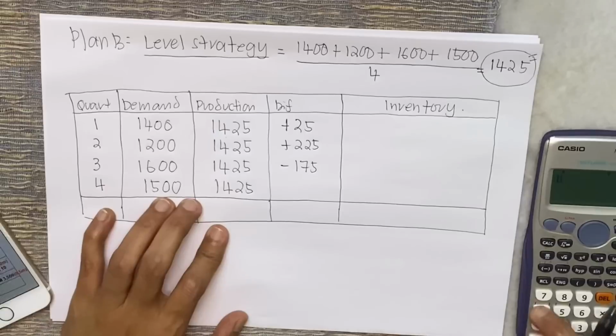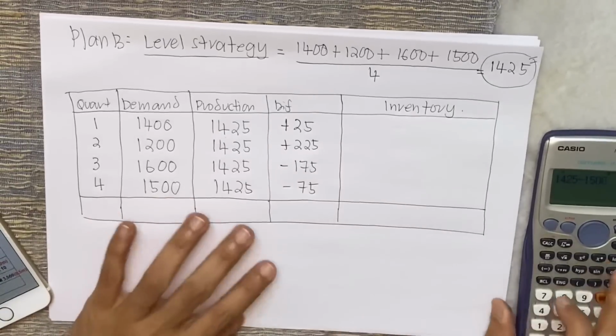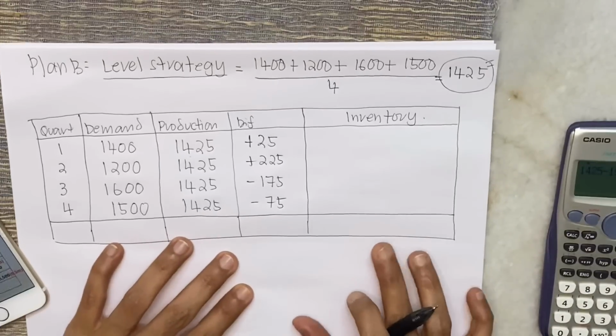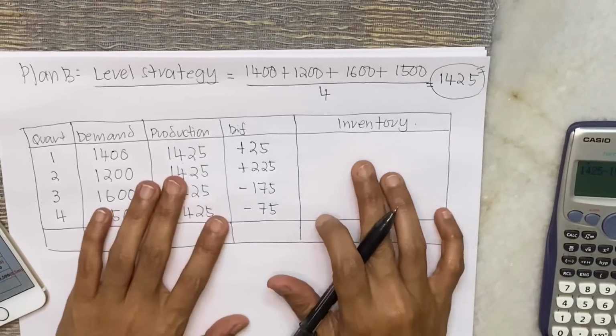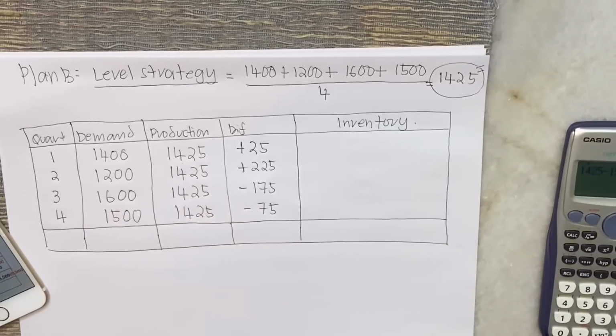Okay, this one 1425 minus 1500. Shortage of 75 units. Alright. So now they said that we are going to utilize the inventory. It's quite tricky. Kalau inventory ni is quite tricky. So how are we going to do it?